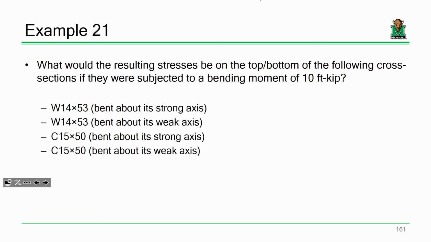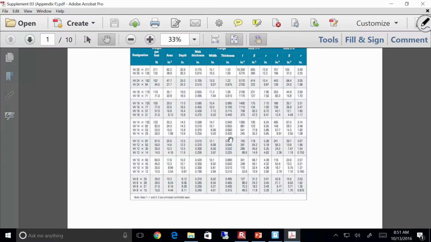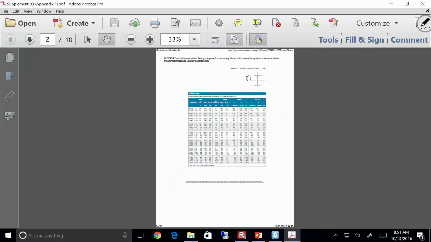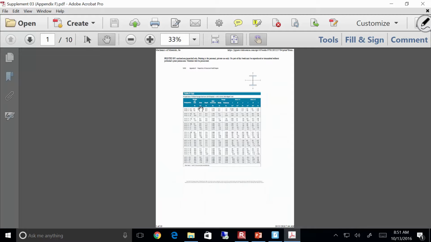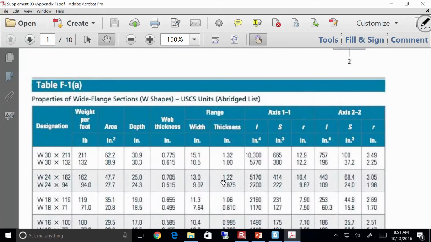Okay. So let me pull this up digitally so that we can all take a look at it. Here we go. Now, first off, one of the things that you will see is I've got table F1A, which is in U.S. units, and then F1B, which is in SI. It's literally the same table.